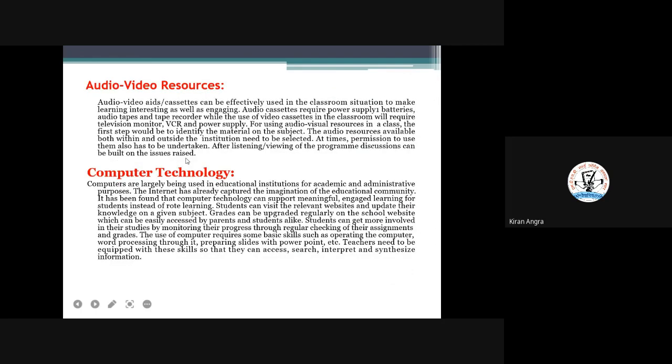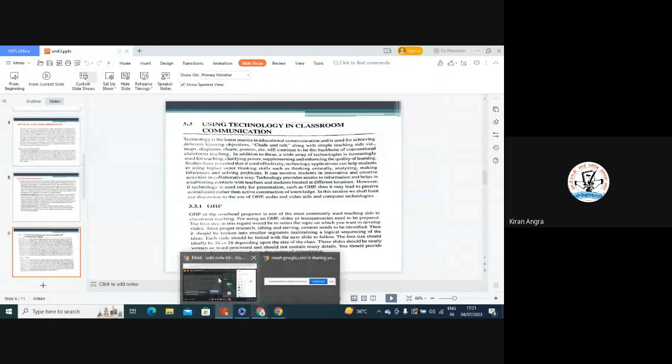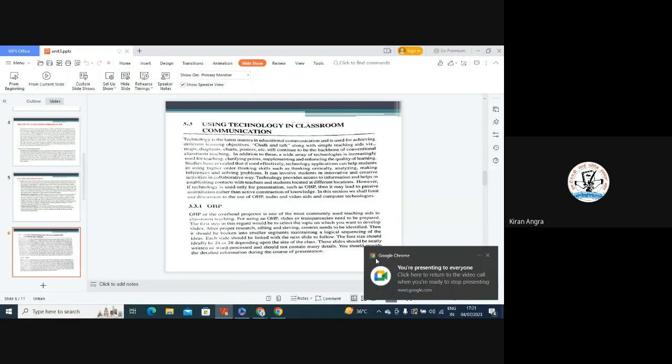Then it should be broken into small segments, maintaining a logical sequencing of the ideas, and each slide should be linked to the other. And of course, they should be legible and detailed enough so that they can give you the proper information. So this is one of the conventional ways.